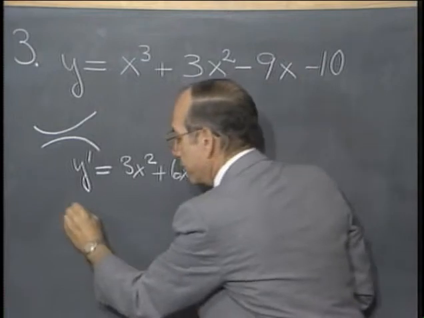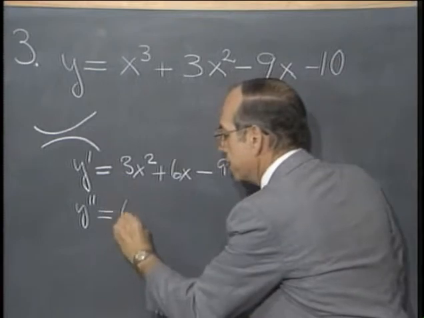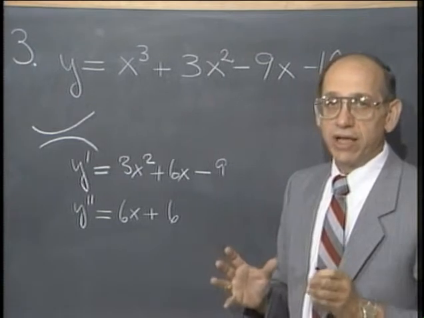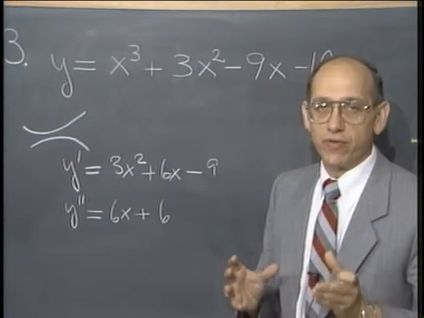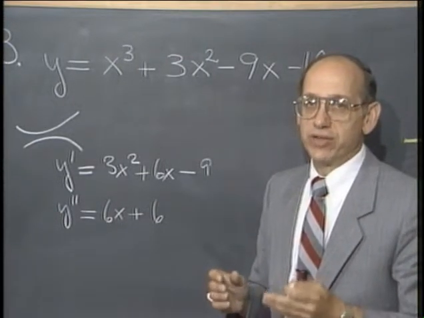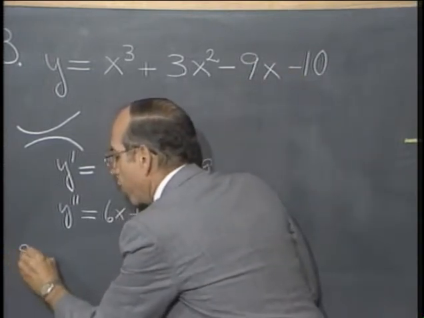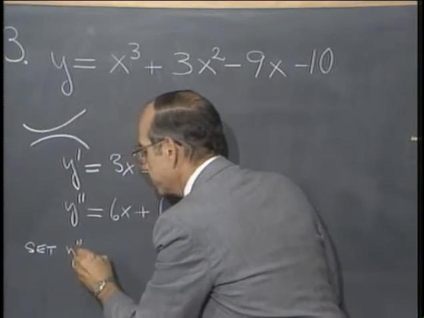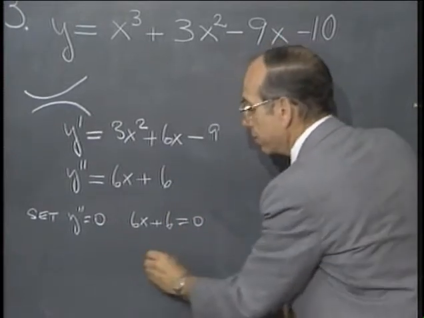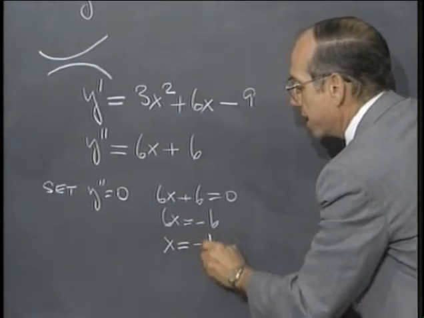Second derivative, the derivative of the first derivative, y double prime, is simply 6x plus 6. And now in order to detect concavity, we have to check where the second derivative is positive and where the second derivative is negative. Well, a good idea would be to check where the second derivative is 0. And that's not hard to do at all. If we set y double prime equal to 0, we see that we have 6x plus 6 equals 0. That gives us 6x equals minus 6, or x equals minus 1.